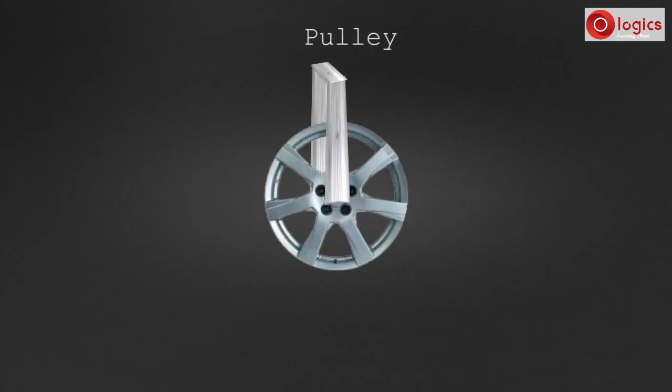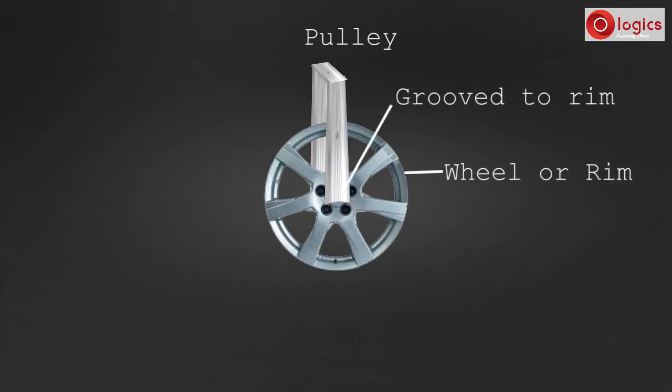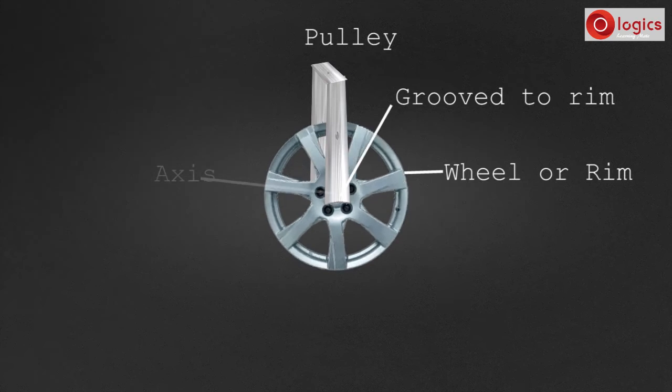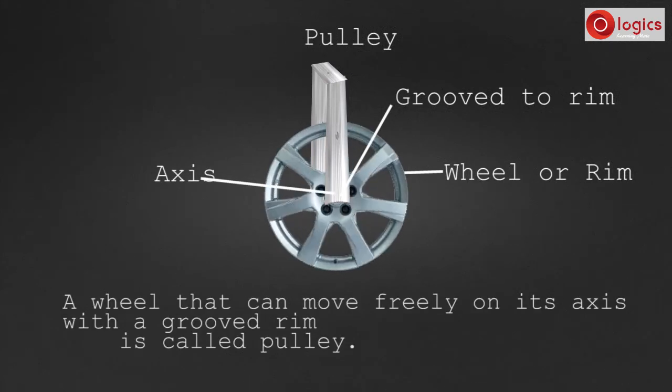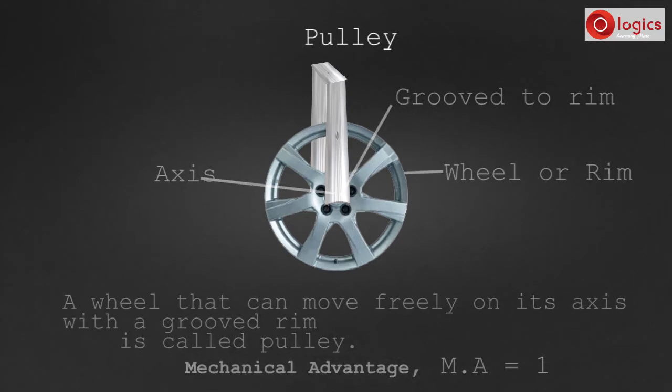Now let's learn about pulley. This is a pulley. See, it looks like a wheel with a grooved rim. It can move freely on its axis. A wheel that can move freely on its axis with a grooved rim is called a pulley. Its mechanical advantage is always equal to 1.